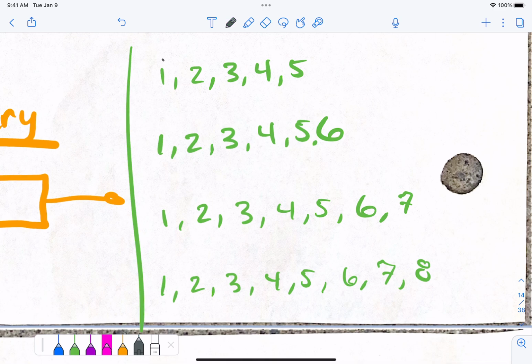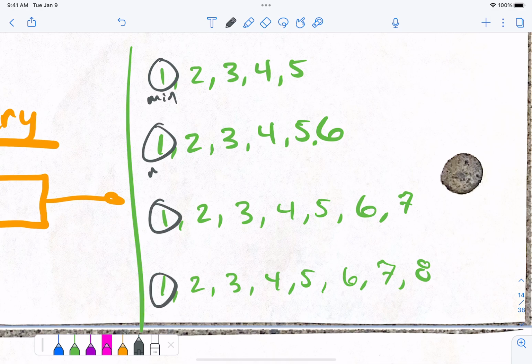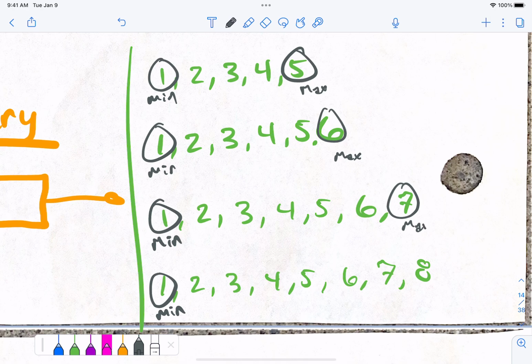In every single one of these, 1 is the minimum, like min. Your maximum is the last number in order. So 5 is your max, 6 is your max, 7 is your max, and 8 is your max. Maximum numbers. These are easy to figure out. Now finding the Q1, Q3 and median, those are a little bit more work.